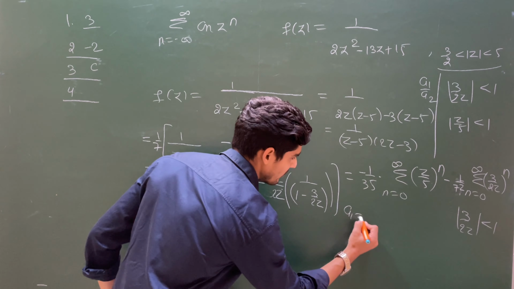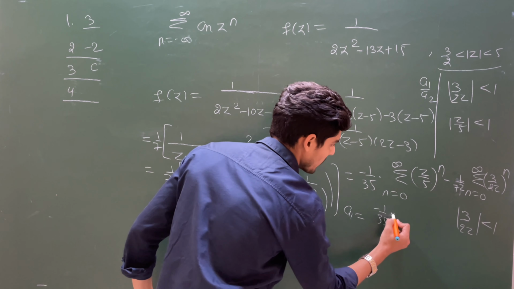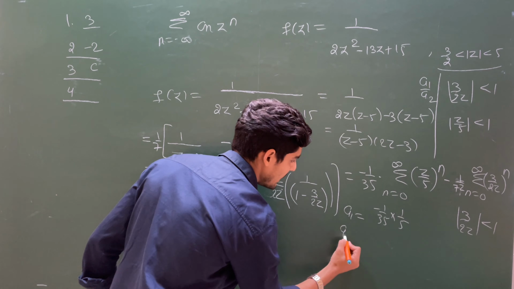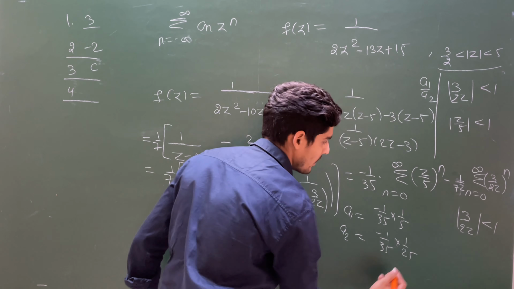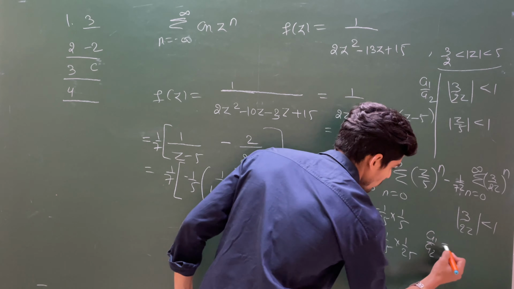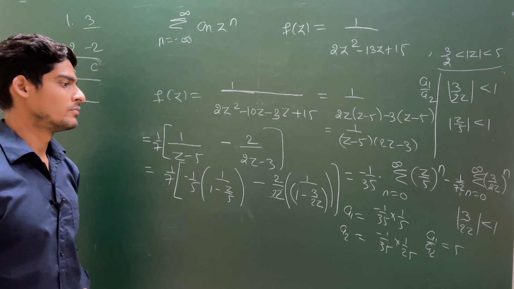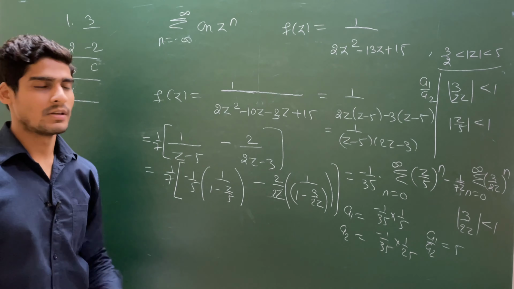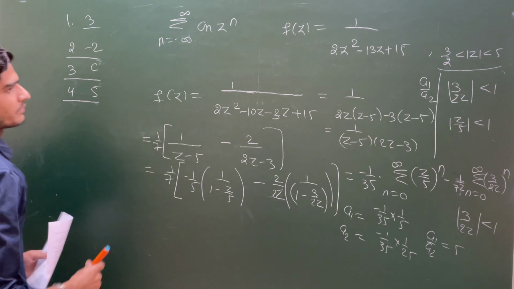So your a1 will be the coefficient of z, which is minus 1 upon 35 into 1 upon 5. And a2 will be minus 1 upon 35 into 1 upon 25. If you take a1 by a2, you will have 5. So you can do it in a similar manner. Your answer will be 5 in this case.